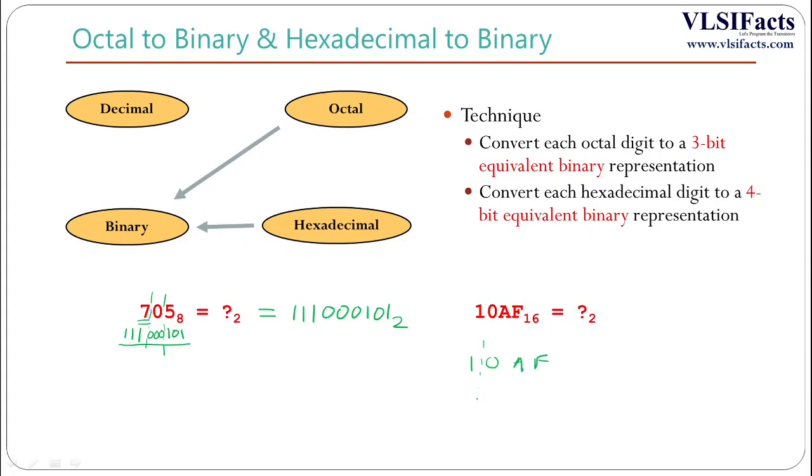So if I write this number 10AF, I write the equivalent binary number of each digit in 4 binary bits. So 1 will be 0 0 0 1, 0 will be 0 0 0 0, A will be 1 0 1 0, F will be 1 1 1 1. Now these 3 leftmost 0s can be discarded. So the final number will be 1 0 0 0 0, 1 0 1 0, 1 1 1 1. Now this is the final binary number.